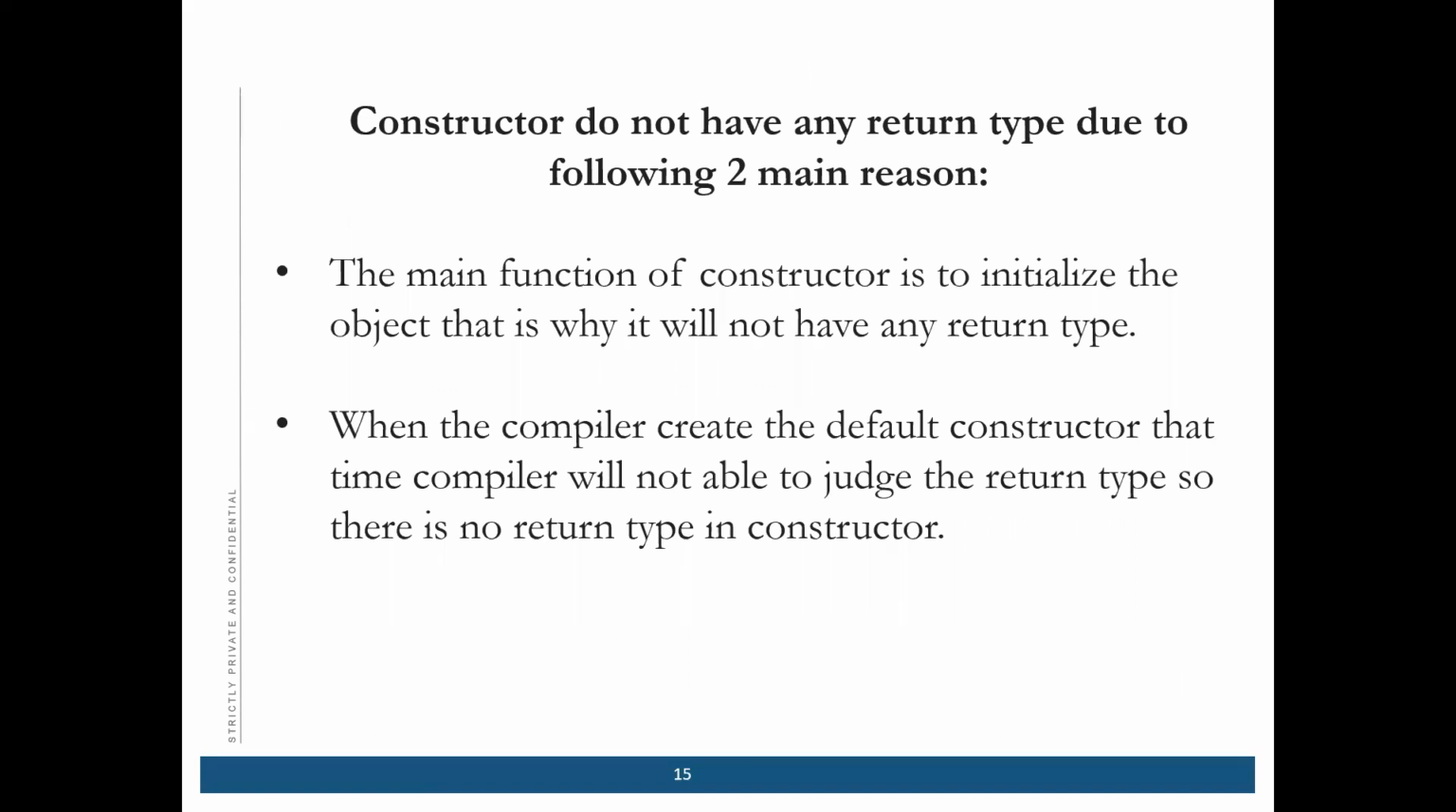Okay. So there is no return type in a constructor because of these two reasons. The main function of a constructor is to initialize the object. That is why it will not have any return type. Correct? Suppose you have created a constructor and you have to initialize the object, then there should not be any return type, right? So that's why a constructor never has any return type.